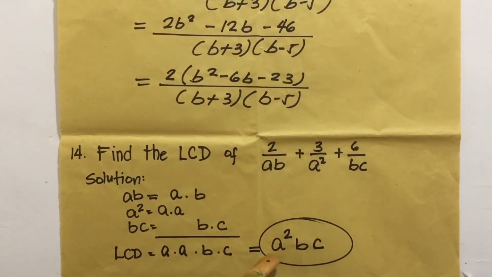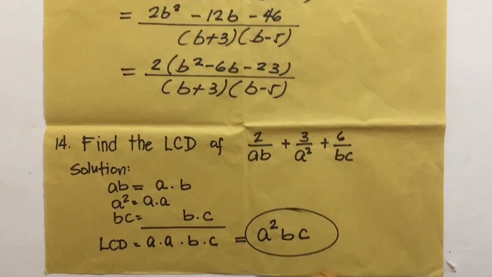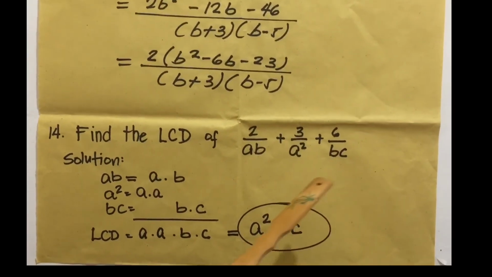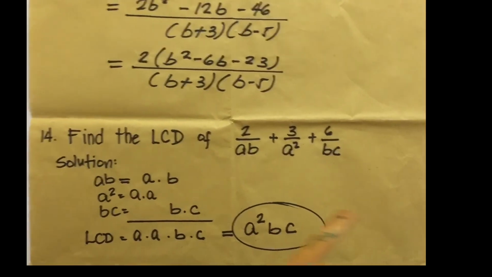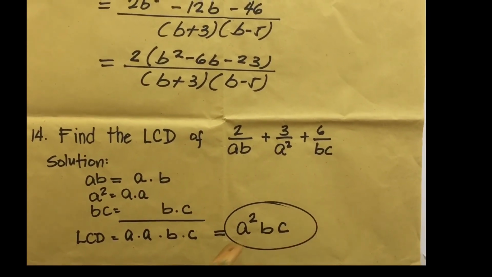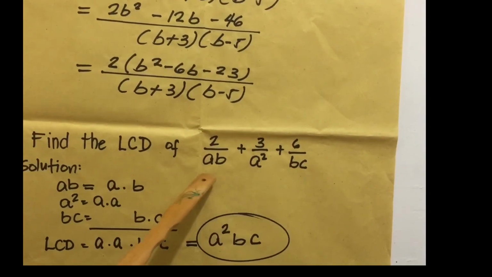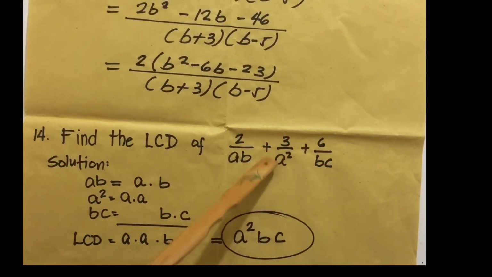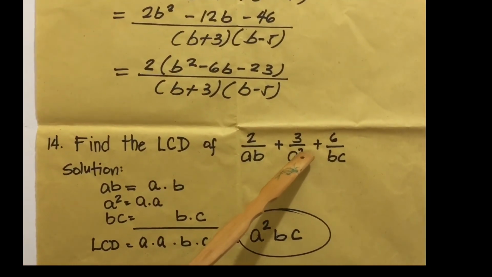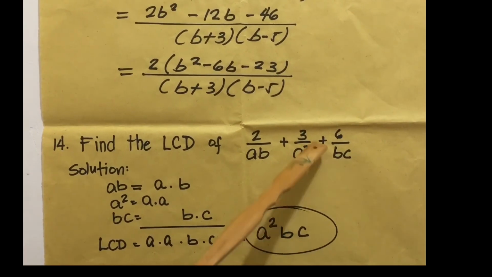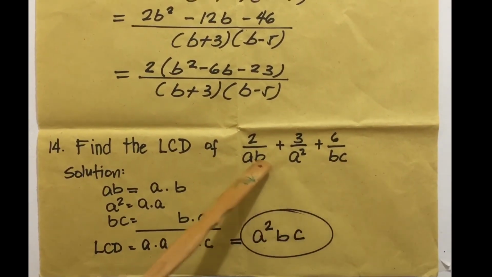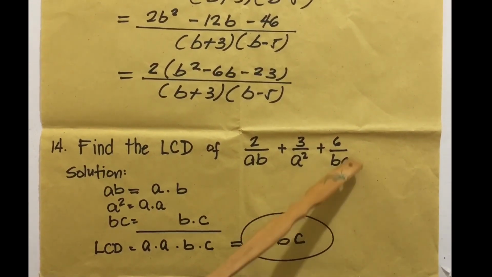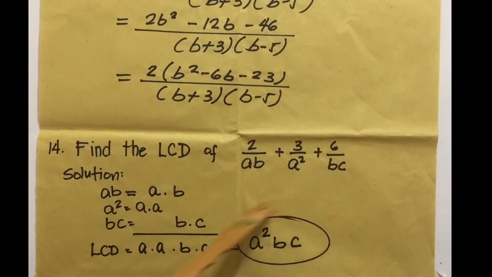Or in short, if we're going in a shortcut way, if you know how to find the LCD in a quick manner, we get the highest exponent. The highest exponent for A is A squared. And for B is common, so just only copy 1B. And C is only 1, so just copy. That's a shortcut way.